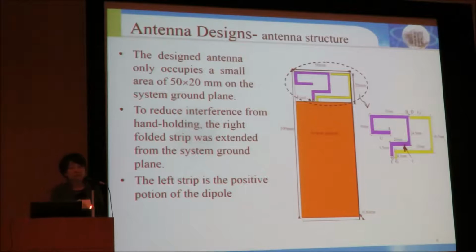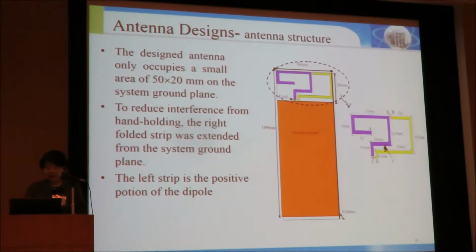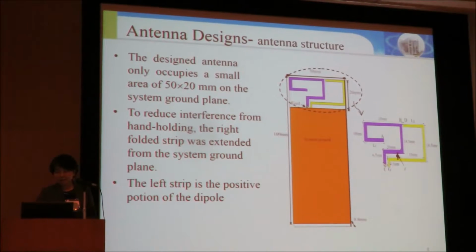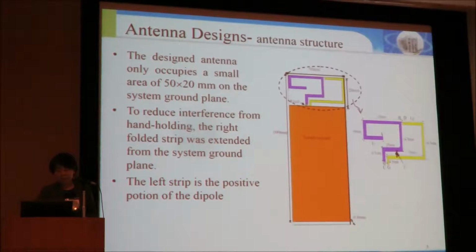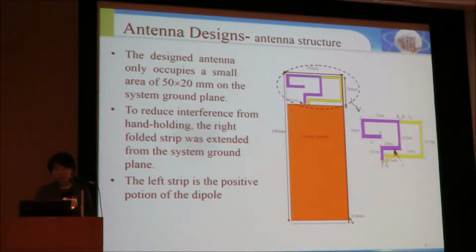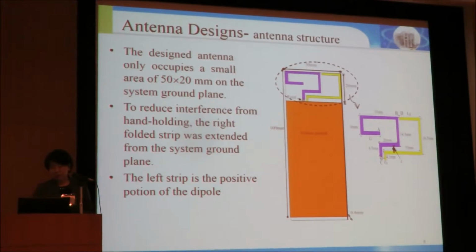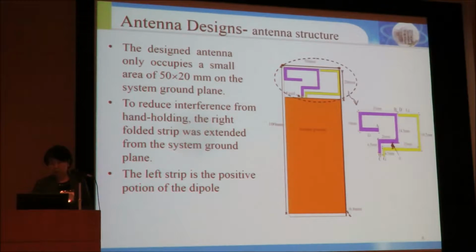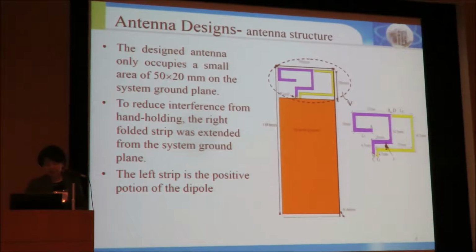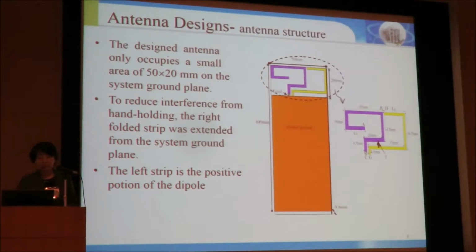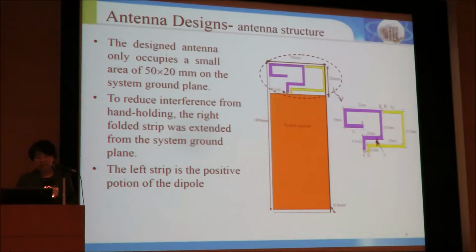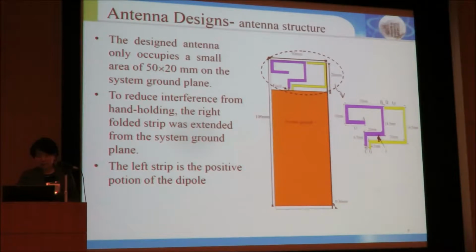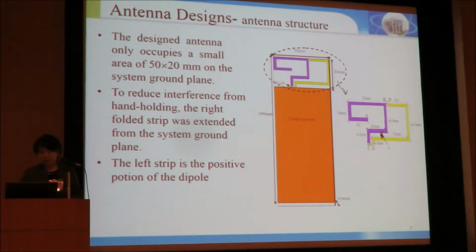This figure shows the configuration of our antenna. We can see here the antenna consists of a system ground plane, a radiation portion, and an exciting source. And here is a brief presentation of the radiation portion. We can see that it has 2 folded strips. This antenna only occupies a small area of 50 by 20 millimeters on the system ground plane. And we can see these 2 folded strips.